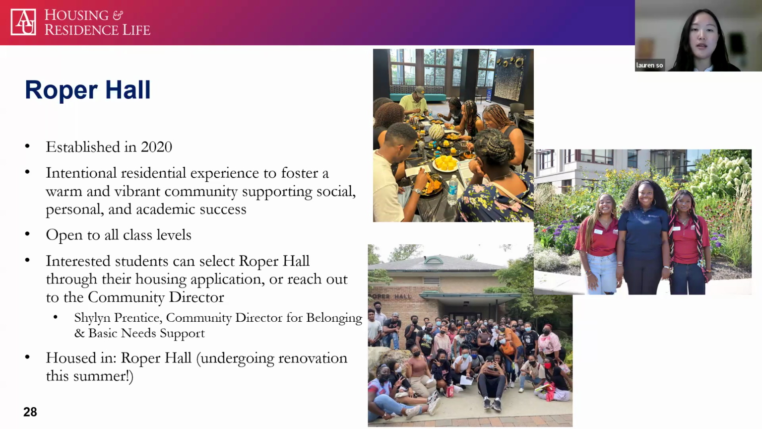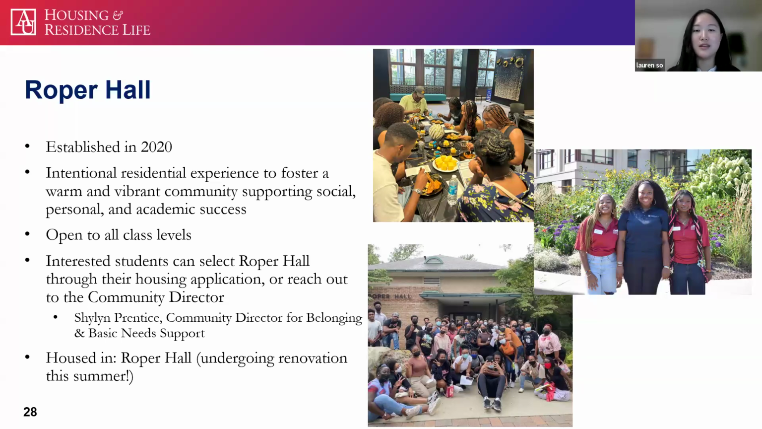What sets Roper apart is that it's open to students of all class years, first years and returning students alike. Unlike some living learning communities you'll hear about later, Roper intentionally removes restrictions to make community living accessible to all. In fact, it's a model we've used to shape our other themed housing options. If you're interested in joining the Roper Hall community, you can select it directly in your housing application.